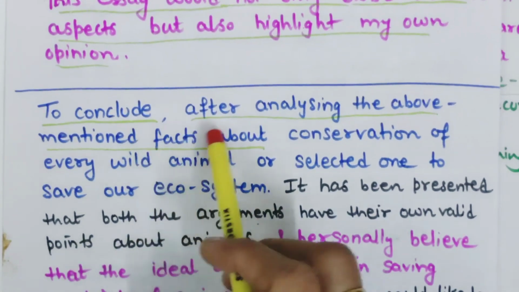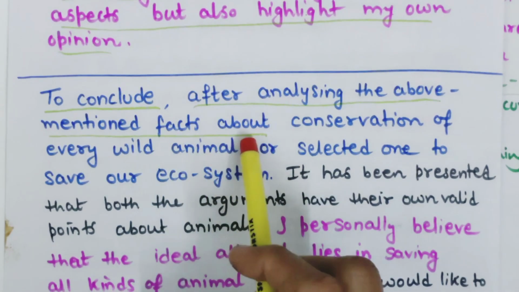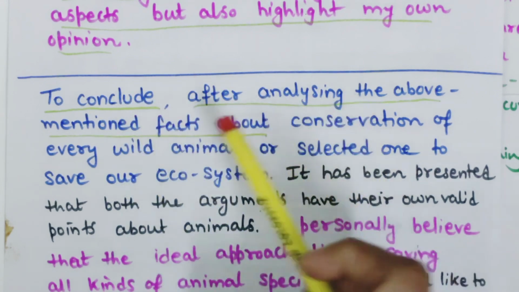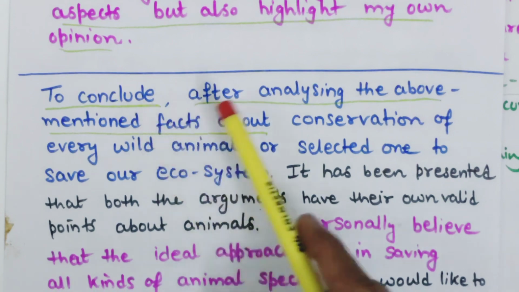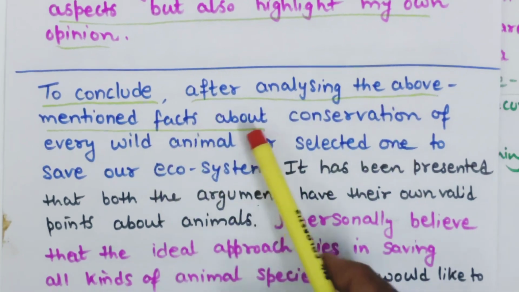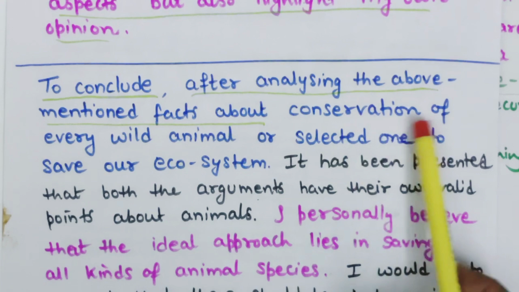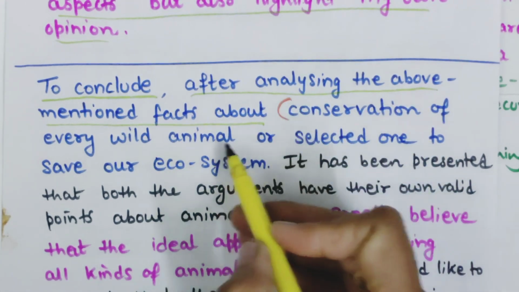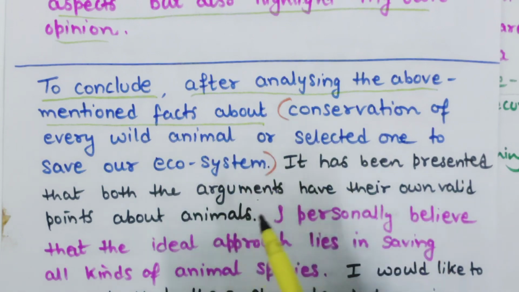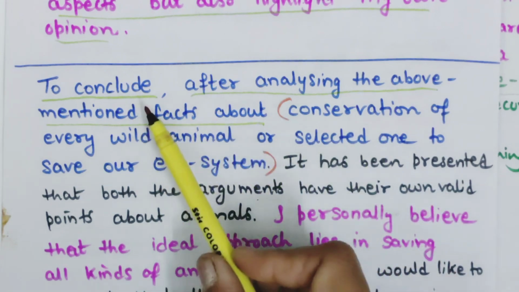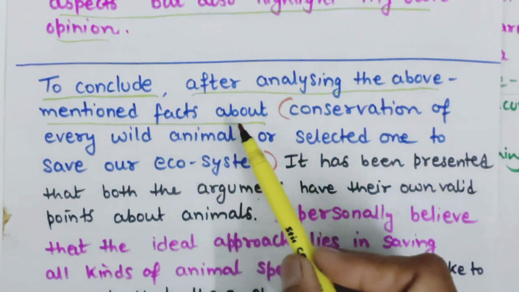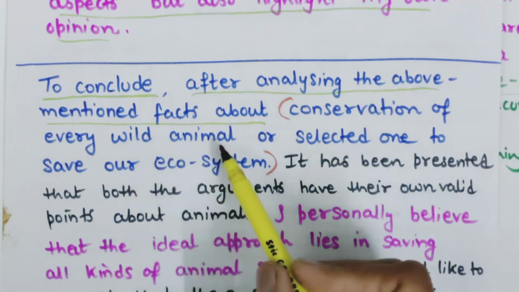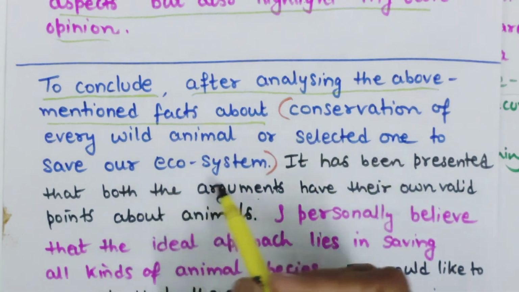So, to conclude, after analyzing the above mentioned facts about, so these green lines mean these are good lines, you can use them. To conclude, after analyzing the above mentioned facts about conservation, about, now the main topic will be there. So you can write in any essay: to conclude, after analyzing the above mentioned facts about, now the main topic will be there: conservation of every wild animal or selected ones to save our system.